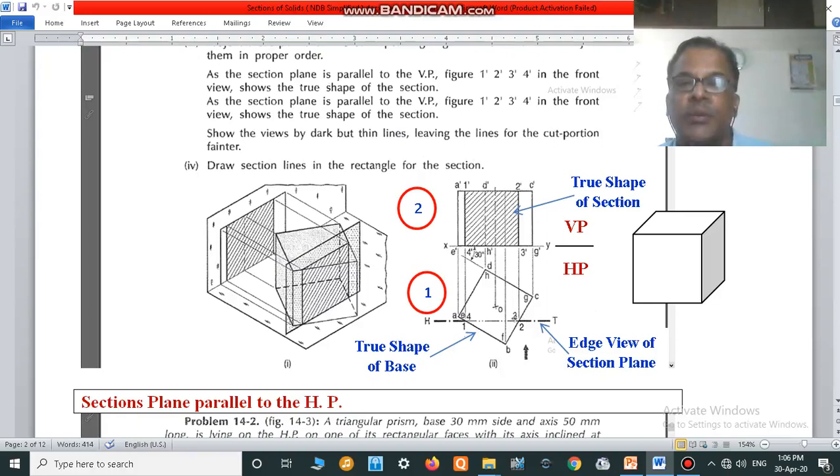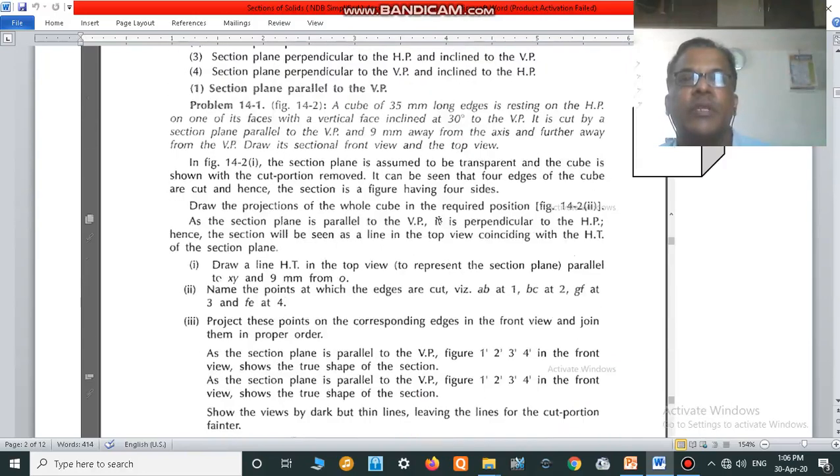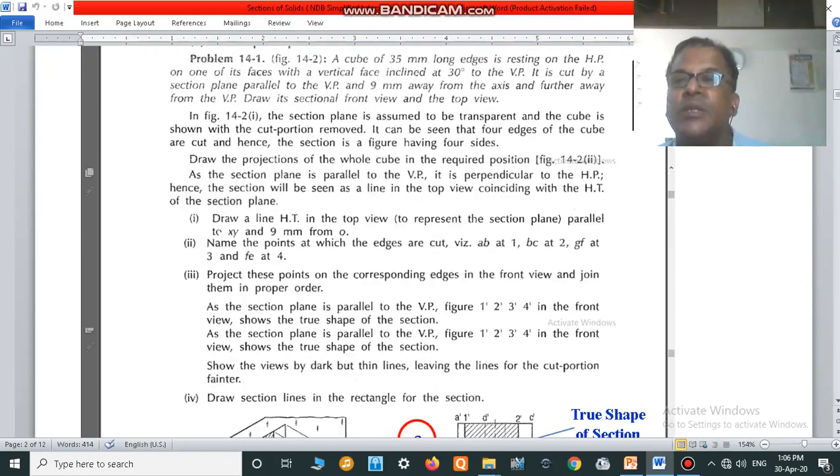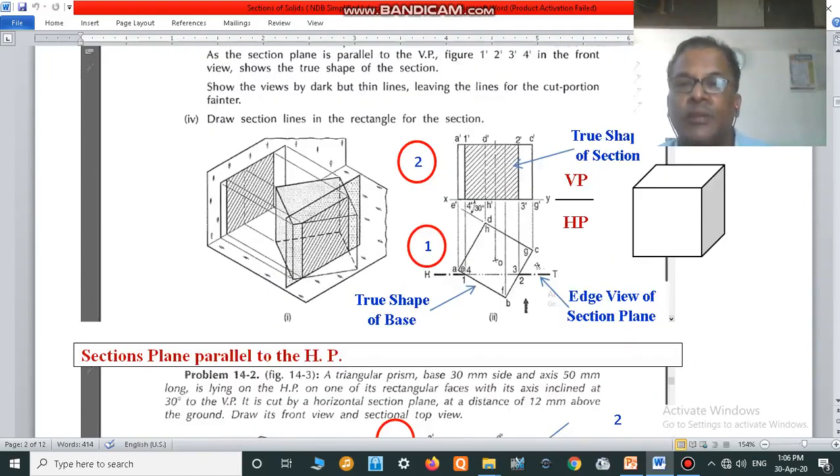While drawing the true shape of the base, we know that this angle is 90. But the additional condition given is that the vertical face is inclined at 30 to VP. Vertical face inclined at 30 to VP. So these are the two vertical faces, for example. Out of that, this particular vertical face, if I extend, this angle should be 30. So take any point at a convenient distance, draw this line at an angle of 30, take the length of this side of the cube, then draw a line perpendicular to this, again perpendicular. You can complete the true shape of the base.